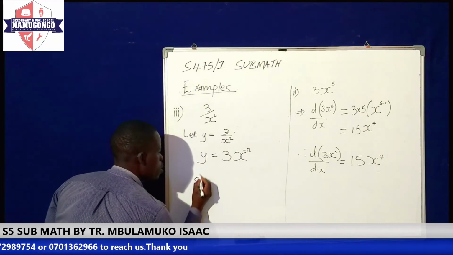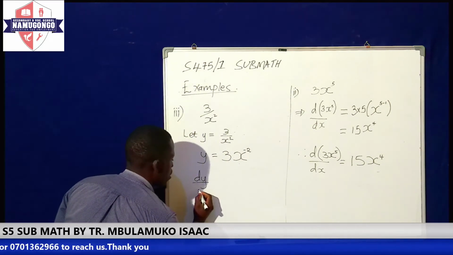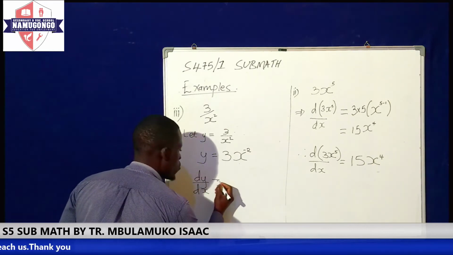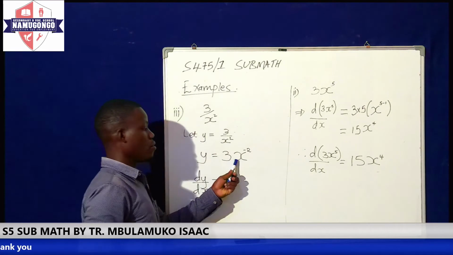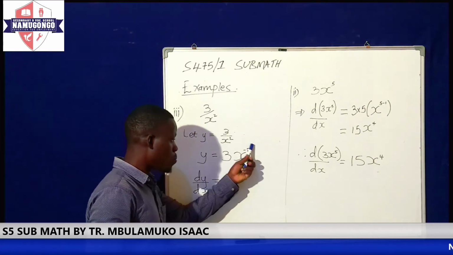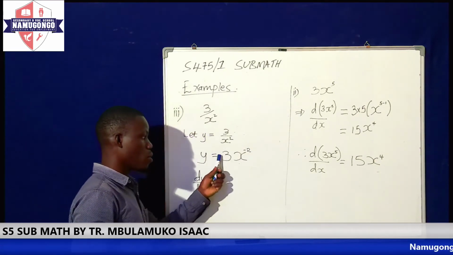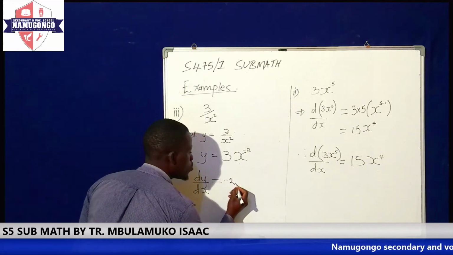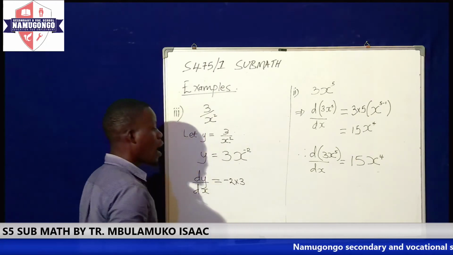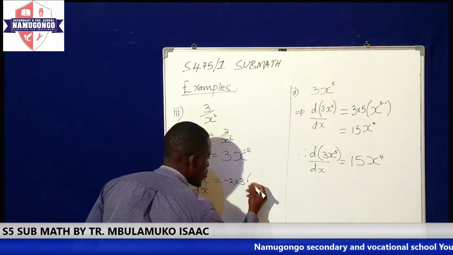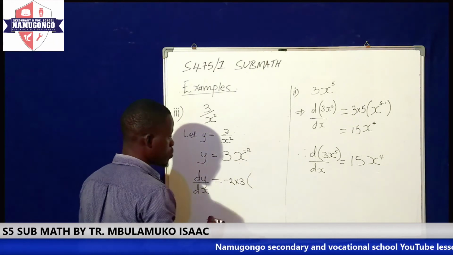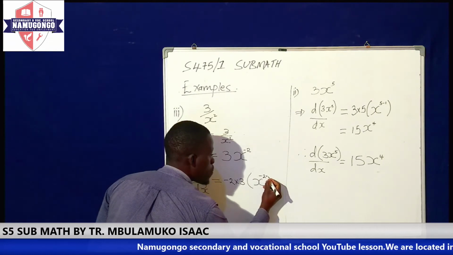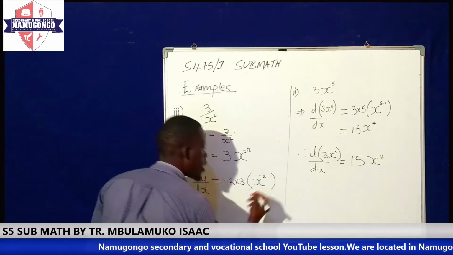Now, when we get this, we can proceed with our normal differentiation. So when we differentiate on the left hand side, we shall get dy/dx. When we move on to differentiate on the right hand side, we multiply the power with the constant in front of the function. So we get negative 2 times 3, and the variable will reduce its power by 1. So we shall have x to the power negative 2 minus 1, like that.